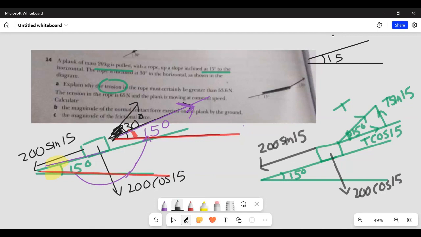In this question, there's a contact. So there must be a normal contact force acting perpendicular to the contact. So here's R. What else is mentioned in the question? Nothing else so far. There is not a mention of friction so far. So I'm not drawing friction.